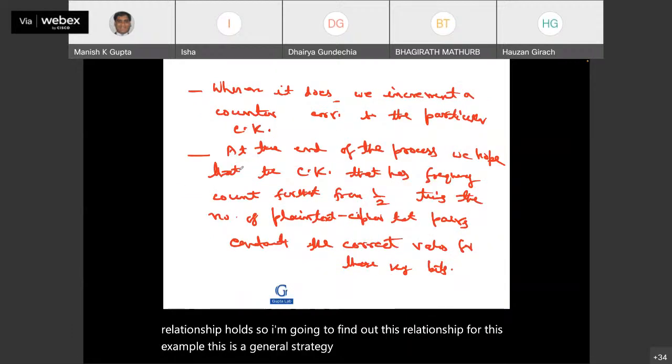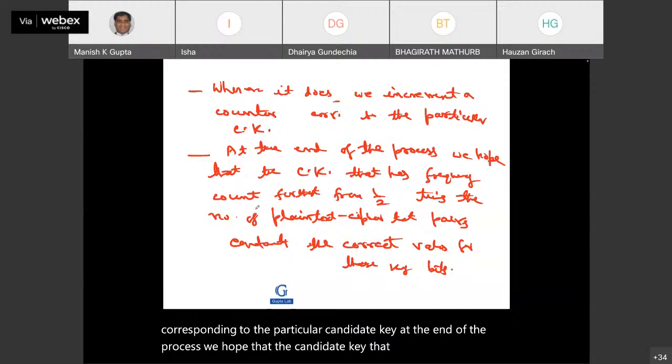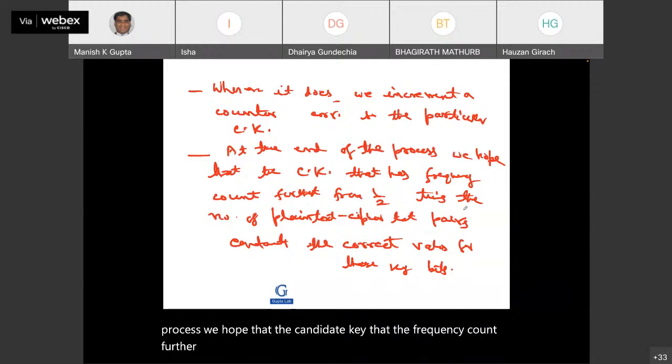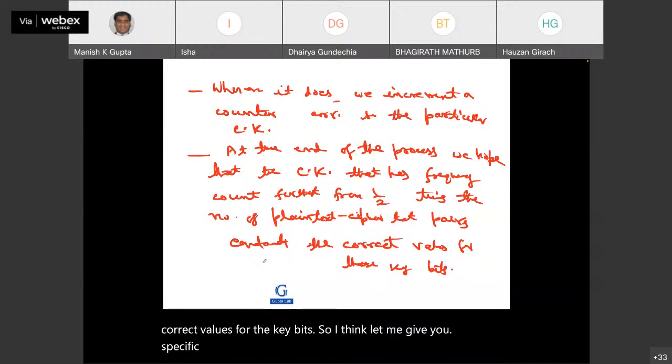Whenever the relationship holds, we increment the counter corresponding to the partial decryption of that particular candidate key. At the end of the process, we hope that the candidate key whose frequency count is furthest away from half the number of plaintexts contains the correct values for the key bits. Let me give you a specific example now.